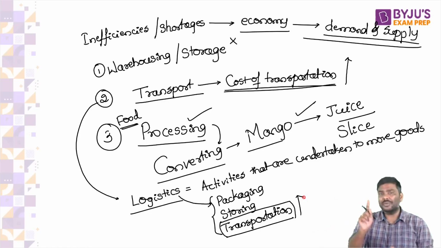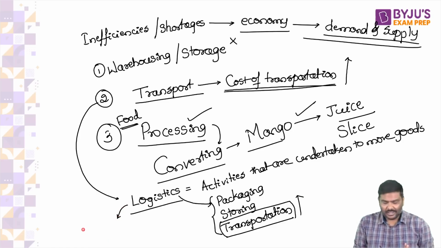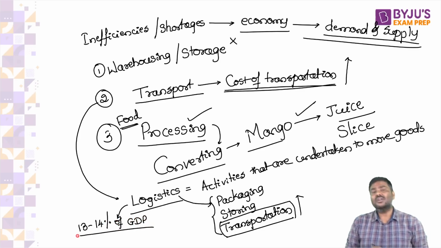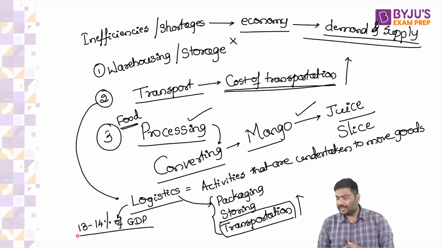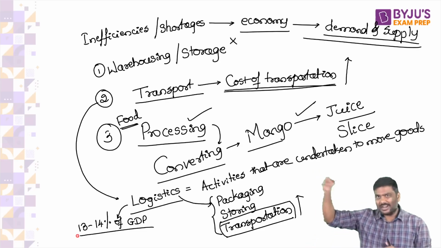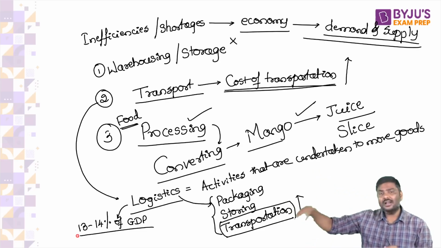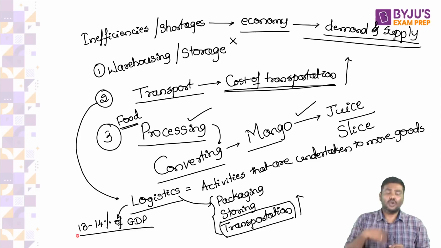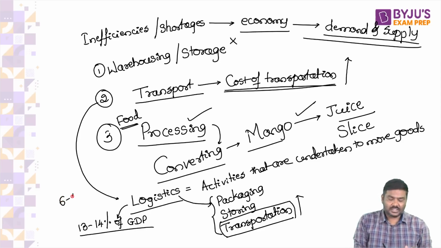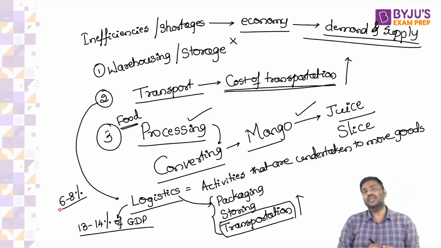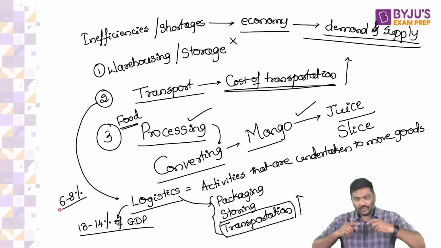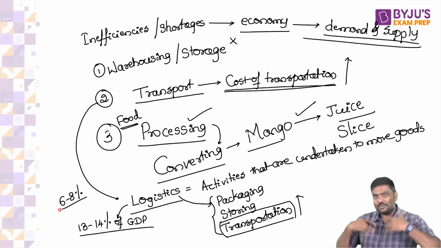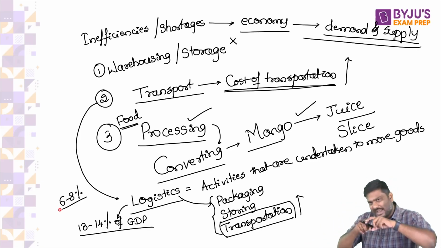For example, government data. The Government of India itself says the cost of logistics in India is around 13 to 14% of GDP. Whereas in other countries such as USA, China, Germany, etc., the cost of logistics is somewhere in the range of 6 to 8% of GDP. Which means when you transport, when you store, when you package, etc., the prices are higher.